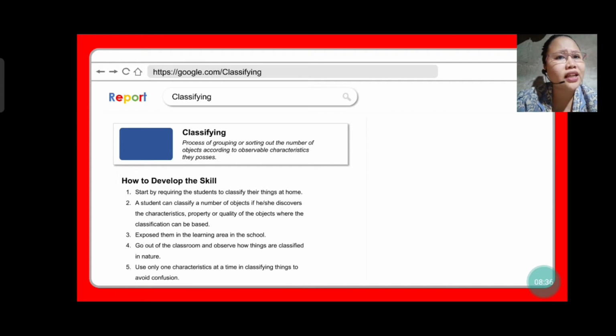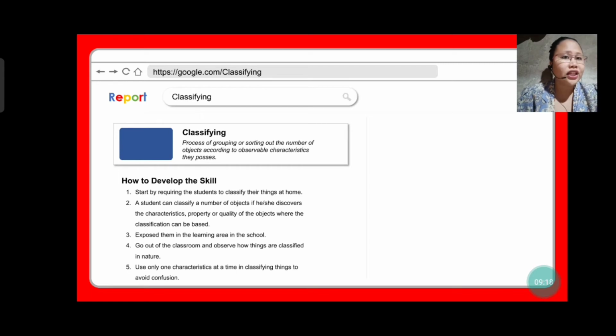So second is a student can classify a number of objects if he or she discovers the characteristics, the property or quality of the objects where the classification can be based. So for example, the leaves: the students will classify based on the shape, based on the color, based on the number of leaves within the stalk. Since they know which characteristics, properties or qualities of the objects will be classified, they can classify those objects.